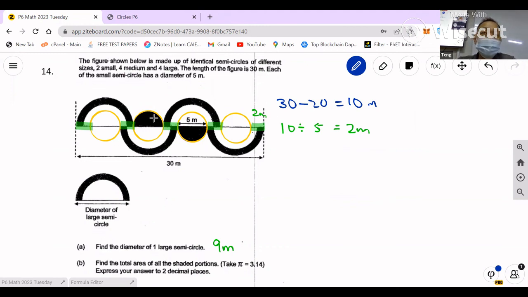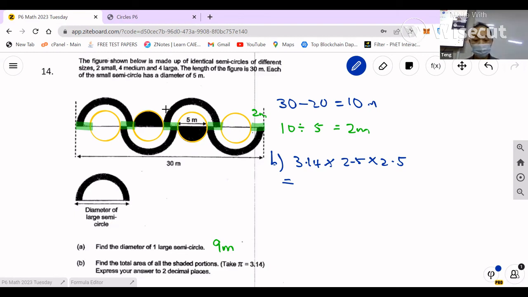Find the total area. Here we have two semicircles. Can you see this small one? These two semicircles come together to become one circle, so we'll do that first. Part B. We take pi as 3.14. So pi times r times r, where the radius is 2.5, so 2.5 times 2.5. This is the small circle.